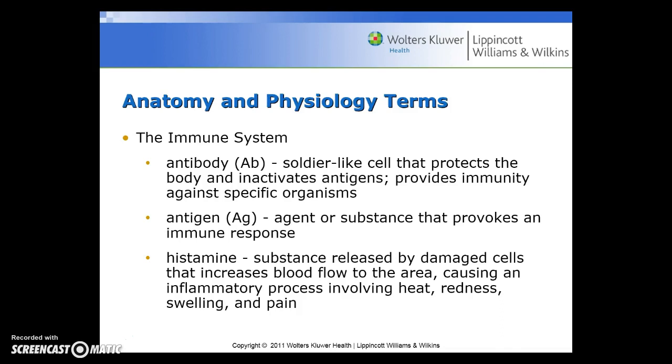The immune system. An antibody, or AB, is the soldier-like cell that protects the body and inactivates antigens. It provides immunity against specific organisms. An antigen, or AG, is an agent or substance that provokes an immune response. And a histamine is a substance released by damaged cells that increases blood flow to the area, causing an inflammatory process involving heat, redness, swelling, and pain.